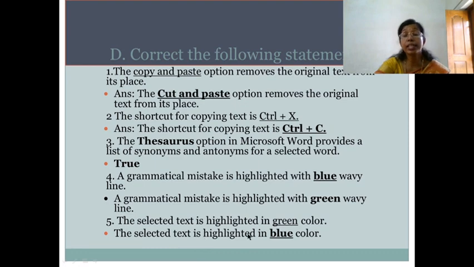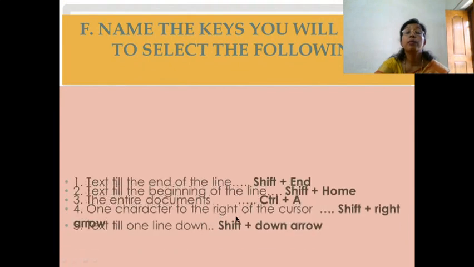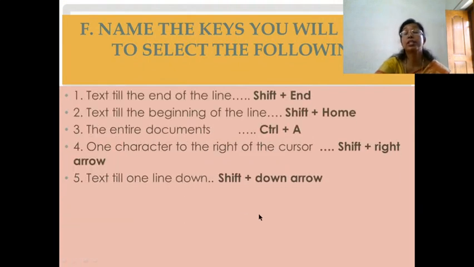Now question number 5. The selected text is highlighted in green color. This is wrong. So the correct answer is the selected text is highlighted in blue color. Okay, blue color. Okay. Now we will move to the next exercise.